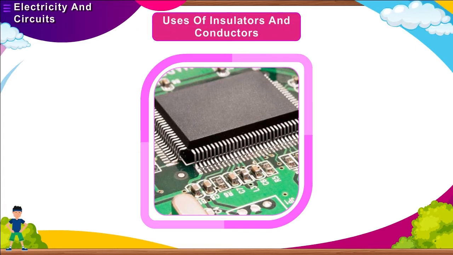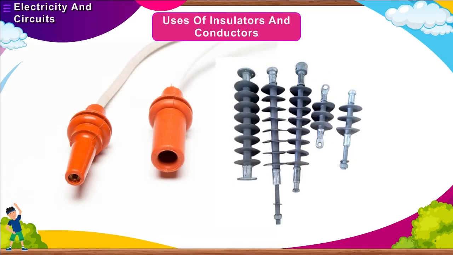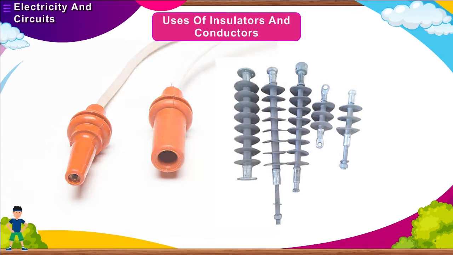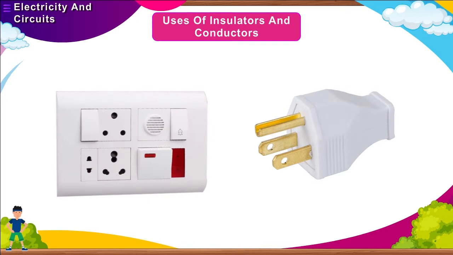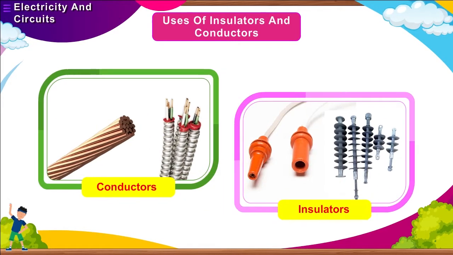Uses of insulators and conductors. Insulators are safety devices as they prevent us from shock and electric fire. Conductors allow the electricity to flow through them, thus they provide a passage for electricity. Switches, electric plugs, and sockets are made of an insulating material. Both conductors and insulators are important in using electricity.